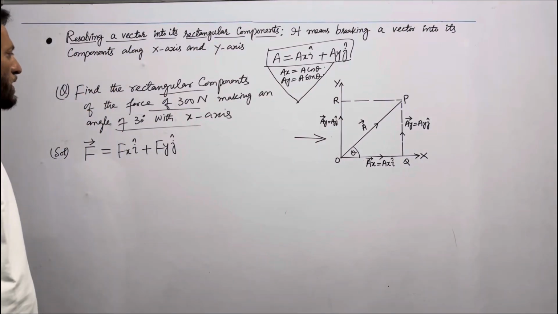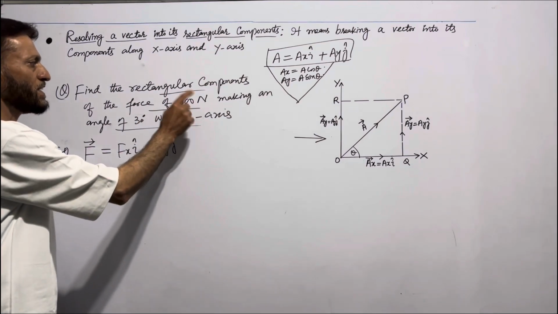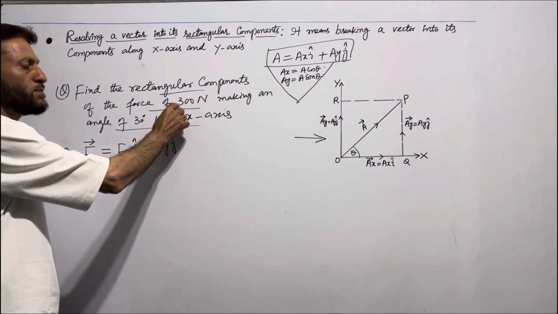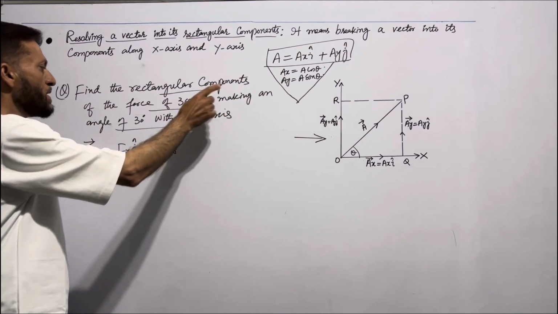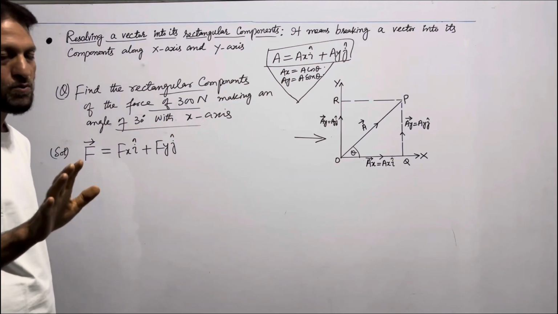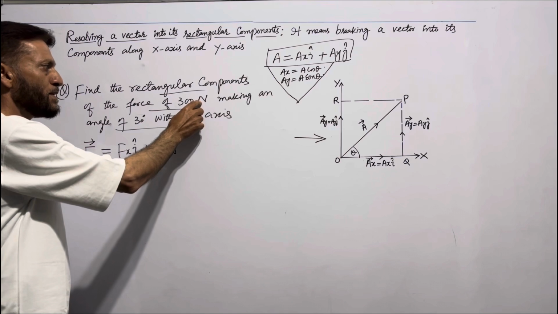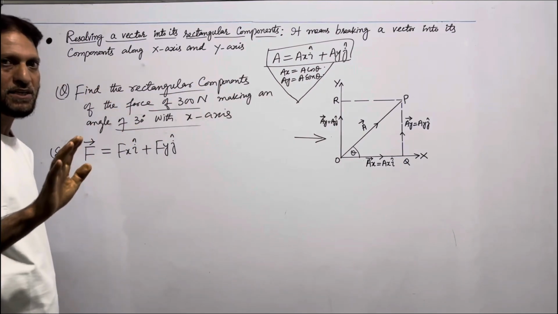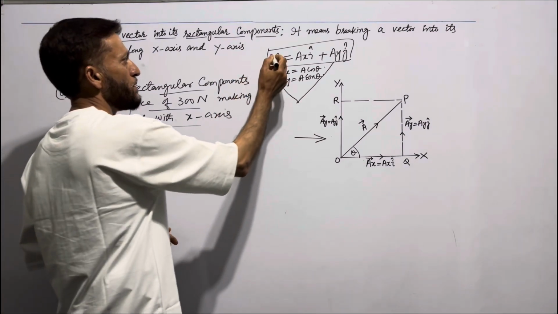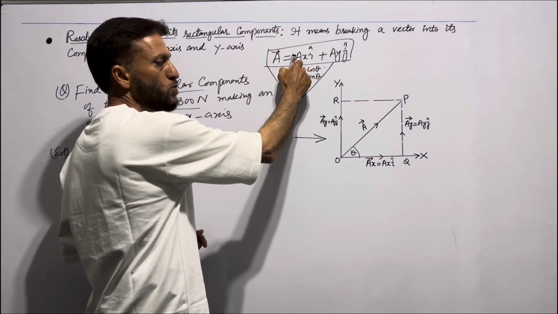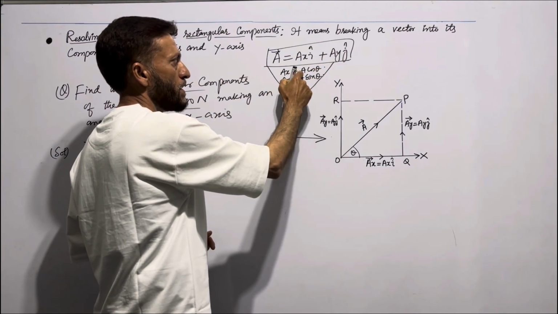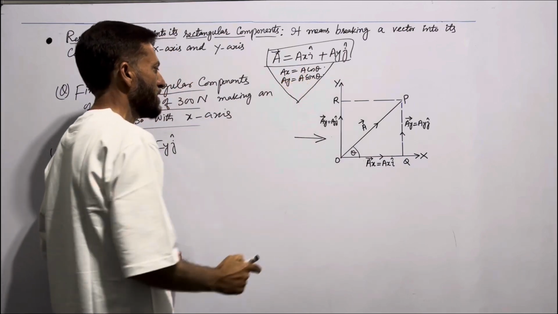Find the rectangular components of the force of 300 Newton. Our vector is the force whose magnitude is 300 Newton, making an angle of 30 degree with x-axis. We have to resolve a force of 300 Newton making an angle of 30 degree with x-axis into its components. We know if A is a vector, its two components are AXI plus AYJ, where AX is equal to A cos theta, AY equals to A sin theta.